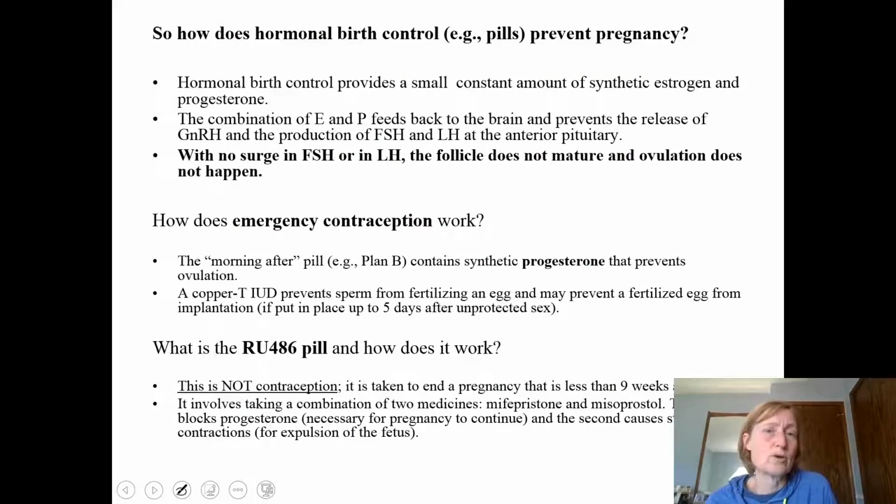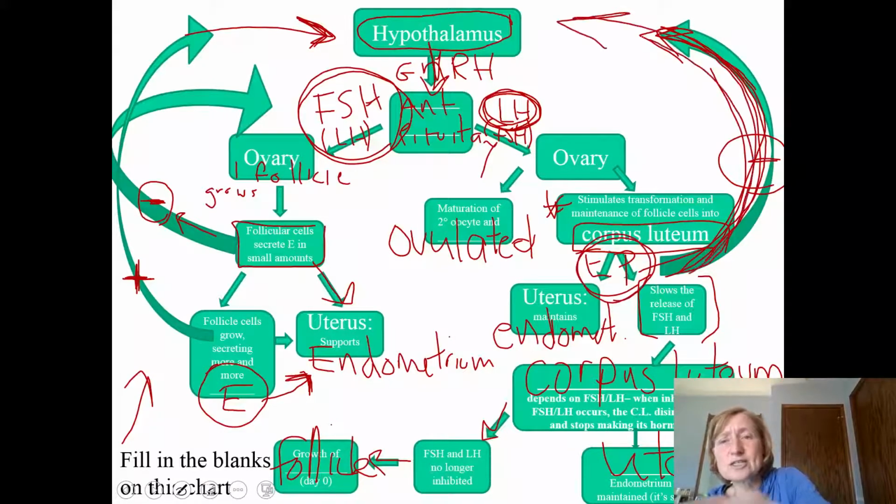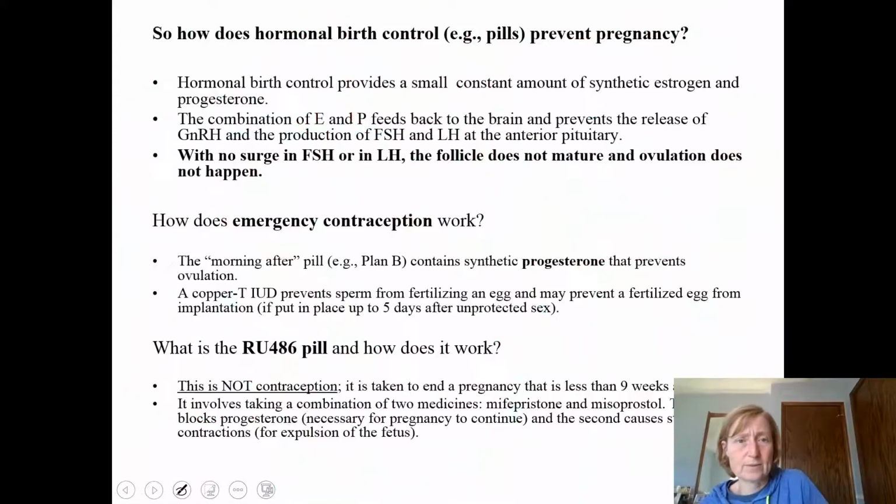So how does hormonal birth control, like the pill or a patch or a vaginal ring, those kinds of things, how do they work? Typically, a pill will have a combination of estradiol and progesterone, like synthetic versions. Sometimes it just has progesterone, but usually it's a combination, all right? And when you get a combination of estradiol and progesterone, that feeds back on the brain and kind of shuts down the reproductive system. It prevents the release of GnRH.